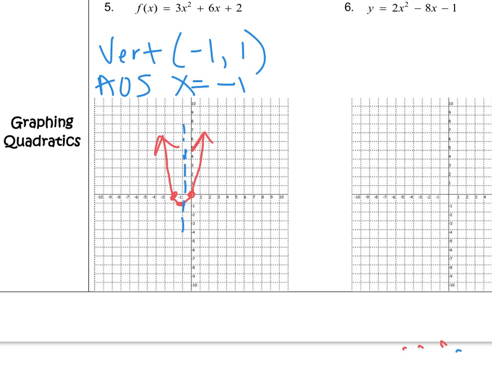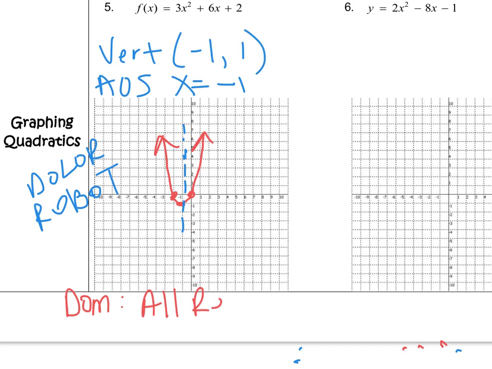So, domain. Domain is read left to right. And the really cool thing about domain on a quadratic, it's always the same. Because if we try and put a left boundary, we've got arrows right here. So we can't put a left boundary, and we can't put a right boundary because of these arrows. So our domain is always going to be all real numbers. So the domain on my parabola is always all real numbers.